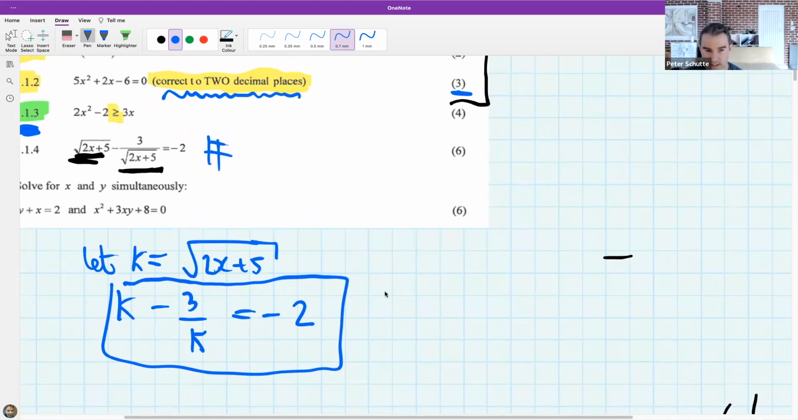Now, what we're going to try and do is solve this equation in K. And in order to solve this equation in K, I'm still going to have to deal with this bit here. So what am I going to do to deal with that K hanging out at the bottom?